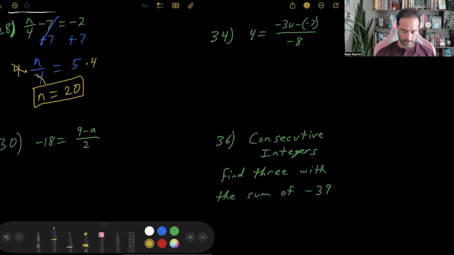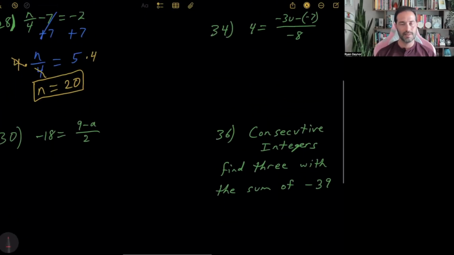Here we go. Kind of rapid fire right now. So we have 9 minus a, which is our variable, and then all of that divided by 2 equals -18. Now here's the deal. Because 9 minus a, that whole thing, is divided by 2, we got to focus on that part first. I can't touch the 9 minus a until I get rid of the 2. So here we go. What's the opposite of dividing by 2? We multiply by 2.